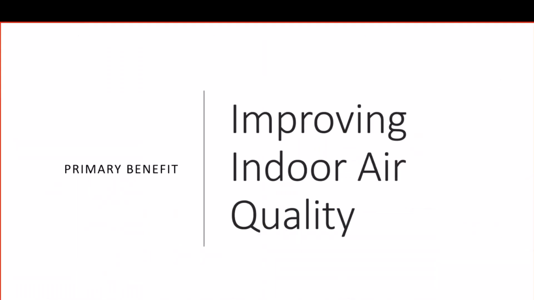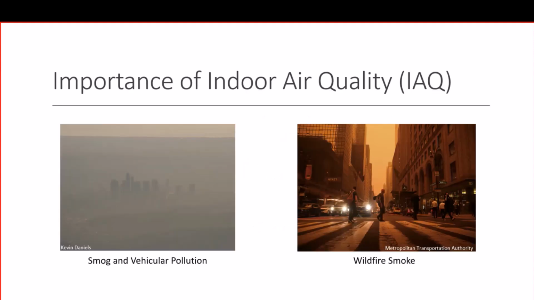The last primary benefit I want to talk about is improving indoor air quality. Indoor air quality doesn't really need an introduction, but here are a couple of images that drive home the point. The image on the left, smog and vehicular pollution, is actually the Los Angeles area in Southern California, and this is pretty typical of any downtown area where you have a lot of vehicles. The image on the right side is actually Washington, D.C. during wildfire smoke. Again, wildfire smoke is becoming more prevalent in North America, and this is an issue plaguing pretty much the entire northeast of the country. Next slide.